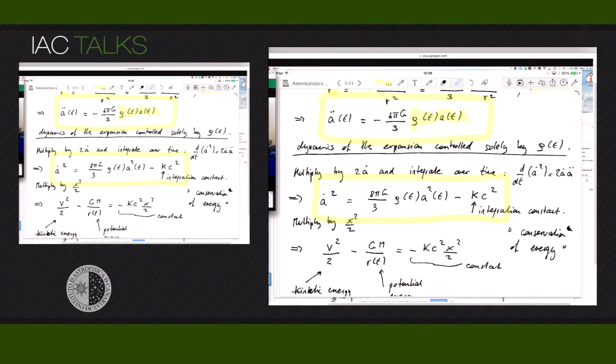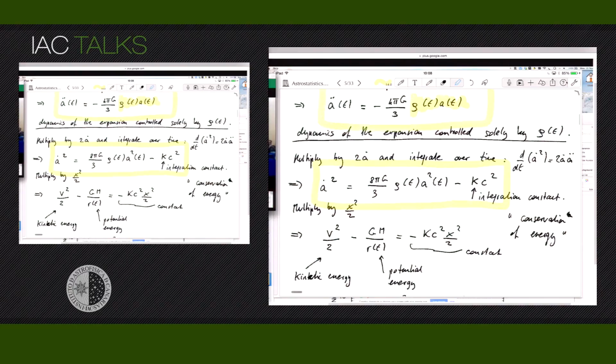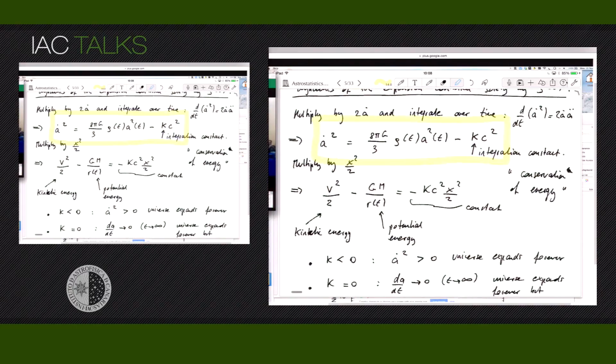x squared over 2, then we can recast this equation in a way that looks like conservation of energy. In other words, the a dot squared term becomes v squared over 2, which represents, in a sense, kinetic energy. And here you have the potential energy term, and so the sum of kinetic and potential energy together equals a constant, the value of which is controlled by this quantity k.